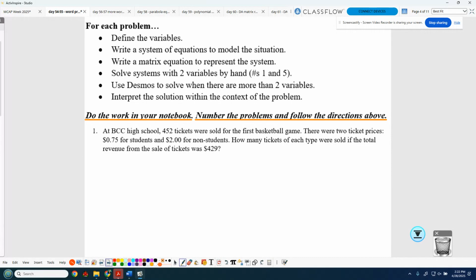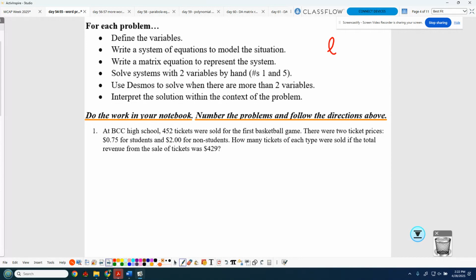Find the variables. What are our variables? BCC High School, 452 tickets were sold for the first basketball game. There were 2 ticket prices, 75 cents for students, $2 for non-students. How many tickets of each type were sold if the revenue was $429?